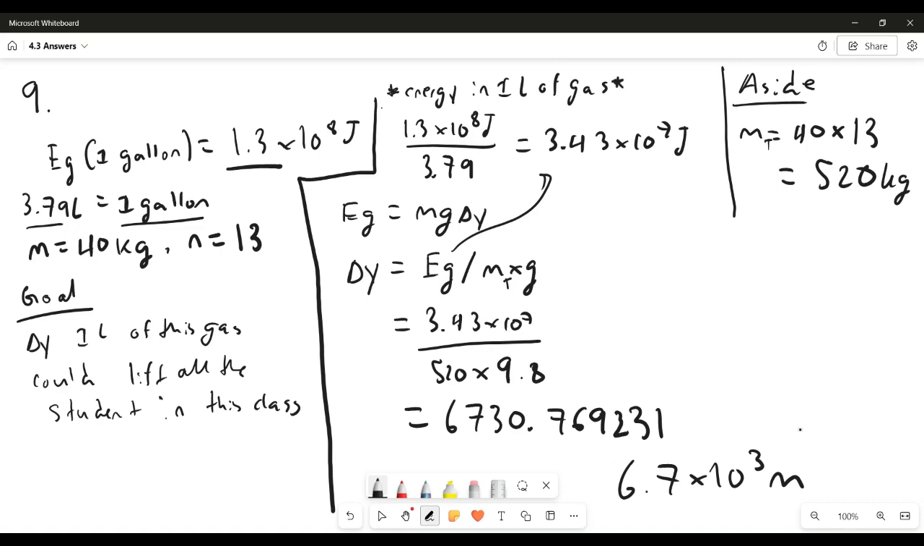And so this question obviously needs you to make some assumptions. And so my assumptions are here: the mass of the people in my class, the amount of people in my class. So you need to make assumptions. And so if your assumptions are different, then your answer will also be different.